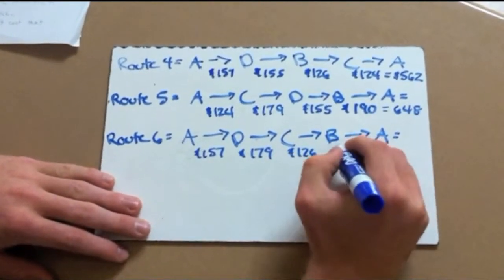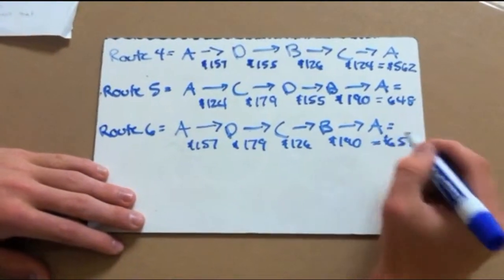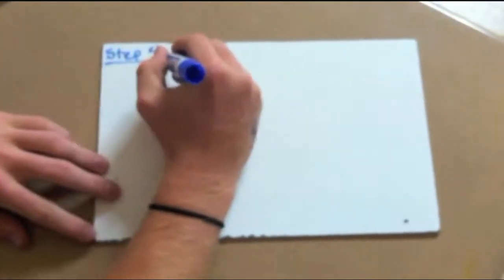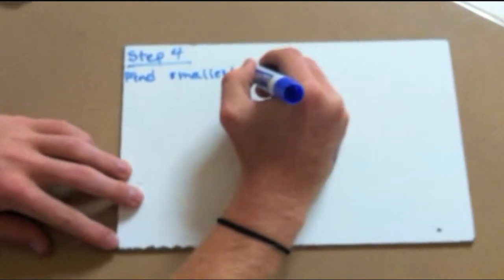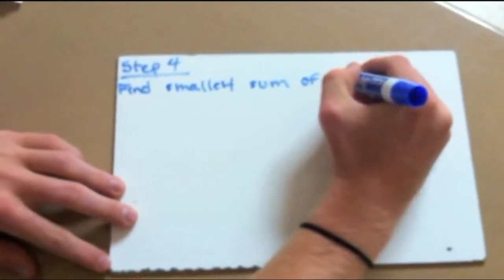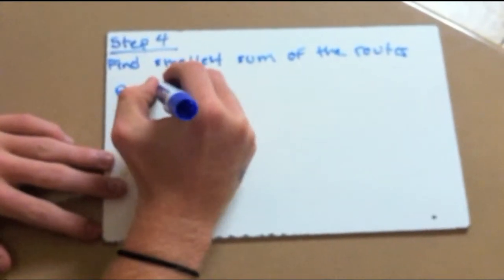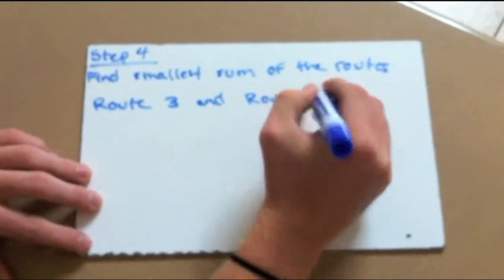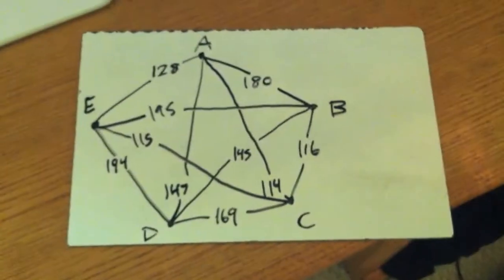After listing all possible Hamilton circuits, determine which one had the least total amount. The Hamilton circuit with the minimum sum of weights is the optimal solution because it costs the least amount of money. Route 3 and Route 4 cost the same amount, so either one of those would be the optimal solution.